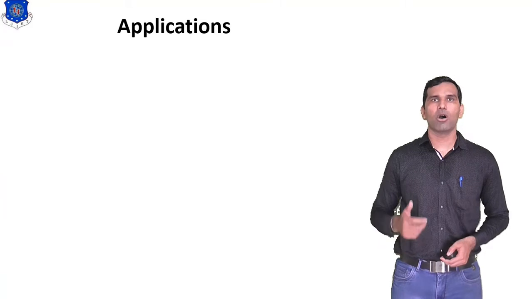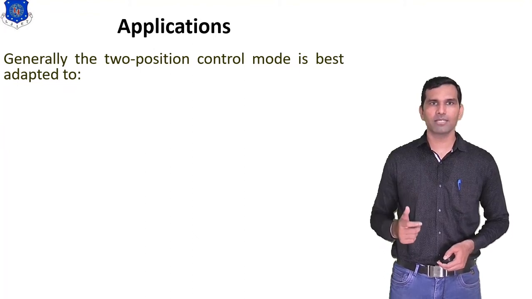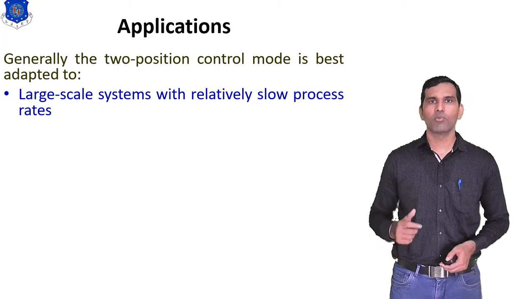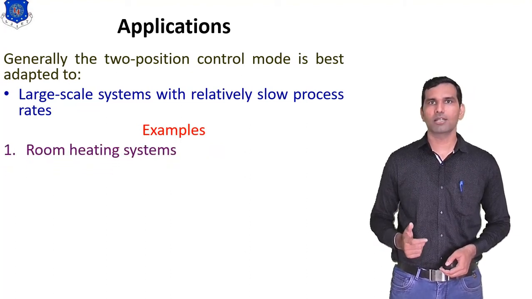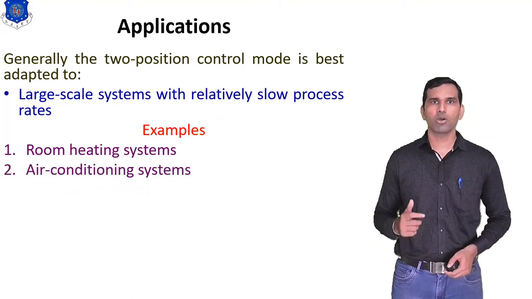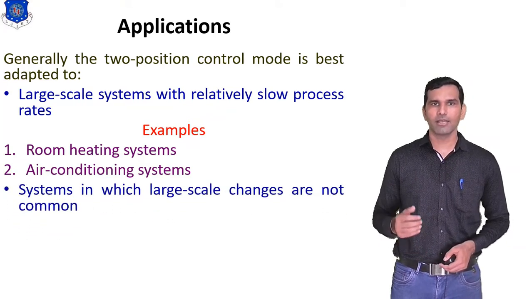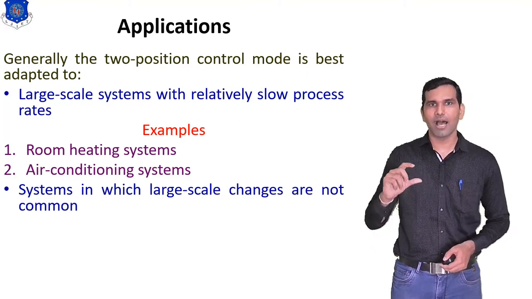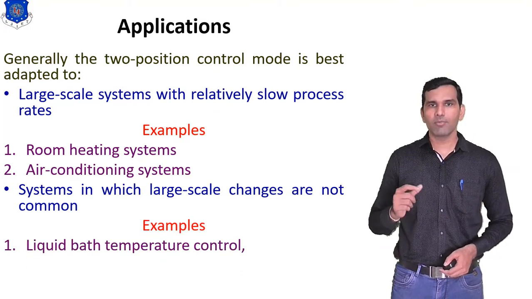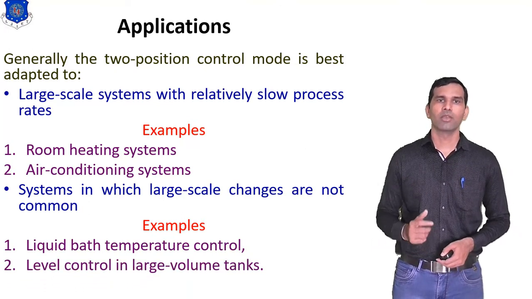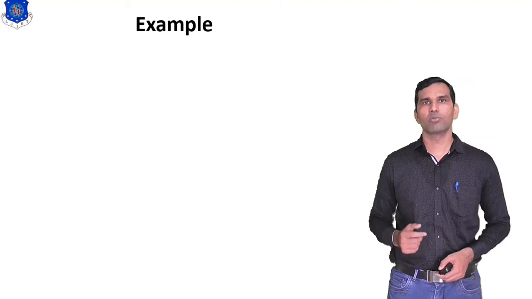Now, what are the applications of the two position controller? Generally the two position control mode is best adapted to large scale systems with relatively slow process rate. That means we can use two position control mode in a room heating system and also an air conditioning system. Moreover, we can also use two position control mode in systems in which large scale changes are not common. That means we can use it in liquid bath temperature control systems and level control in a large volume tank. So these are the applications of the control mode.